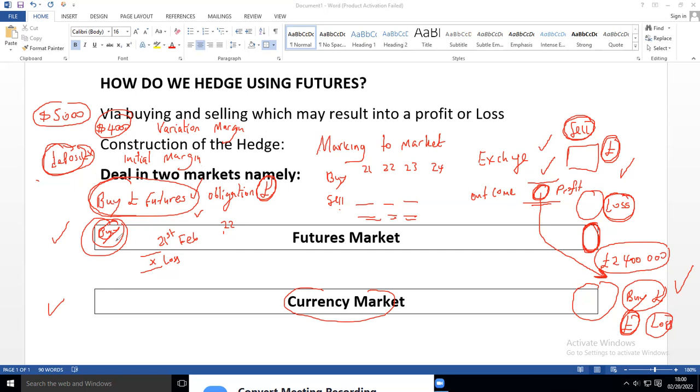How do we avoid that? Every day we do a mini closure. If there's a loss, we debit and we ask him to top up. So by the time he reaches there, there'll be a small loss.